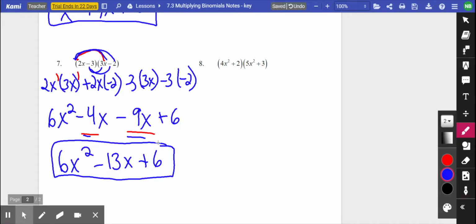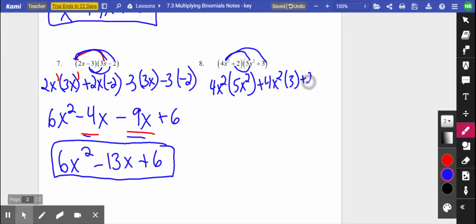All right, let's do a crazy one here. Number 8. All right. 4x squared times 5x squared. Right, 4x squared times a positive 3. And it's a positive 4x squared times a positive 3. We have a positive 2 times a positive 5x squared. And we have a positive 2 times a positive 3.